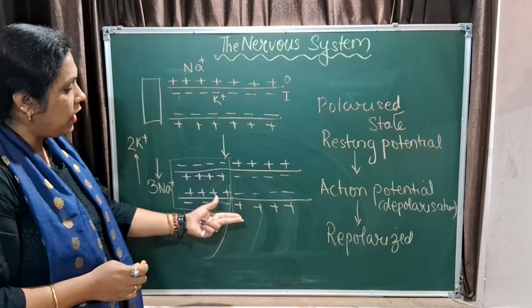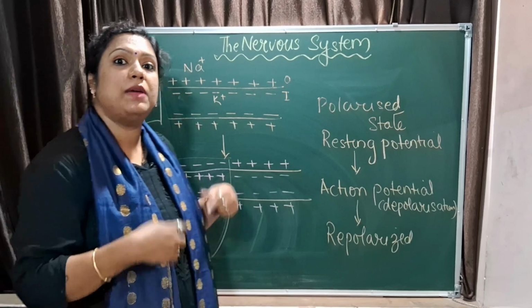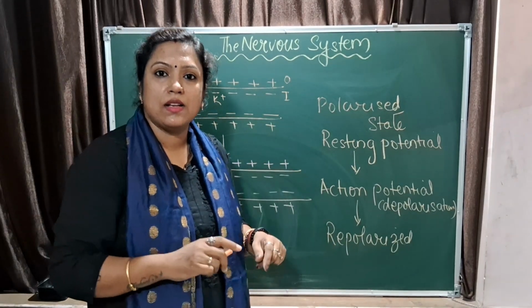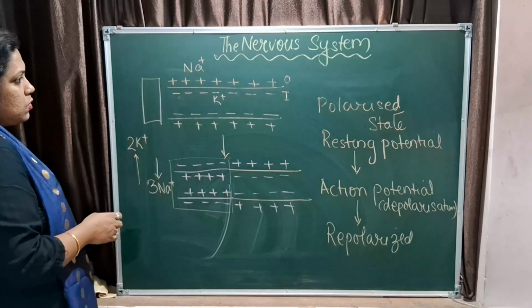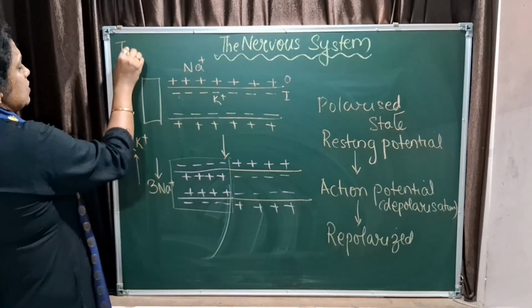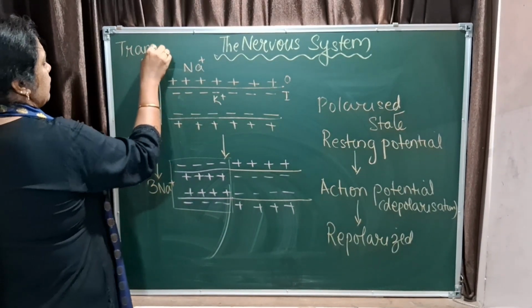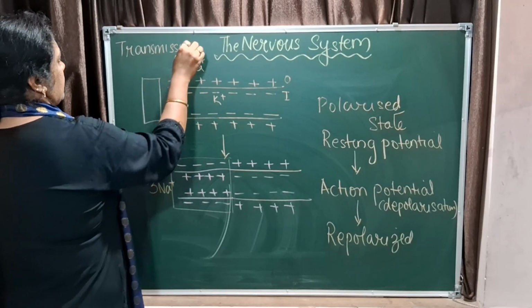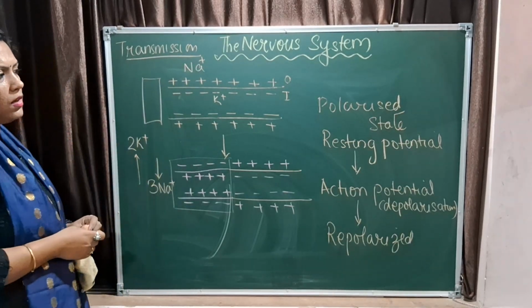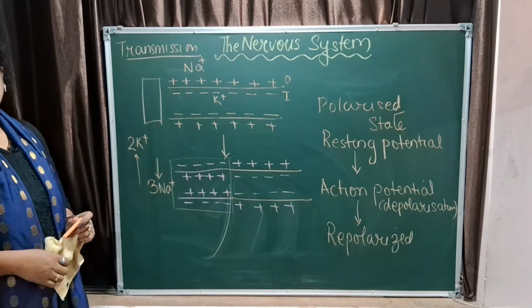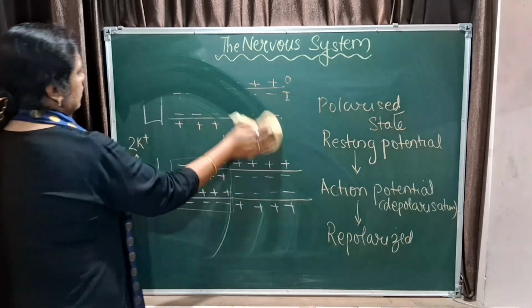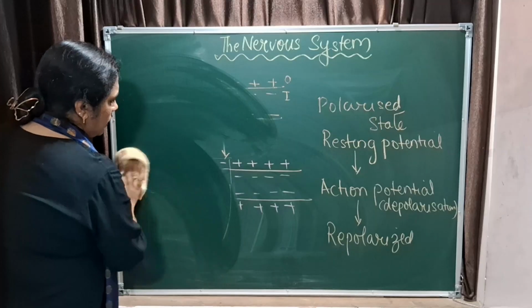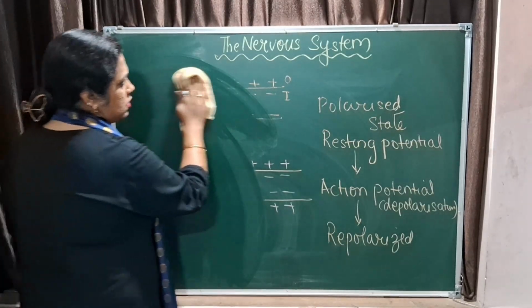And then later again the sodium is actively pumped out by spending energy. That is called repolarization. This is what it is all about, the transmission of nerve impulse. Take a screenshot. Yes, children. Now next we'll move on to the neurons and the types of neurons.